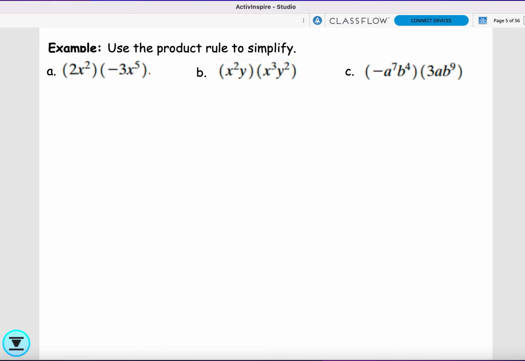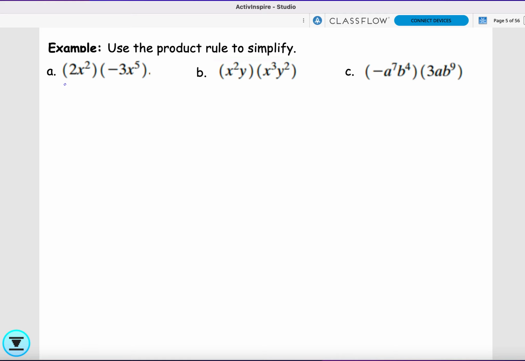Now here it's different because now we have numbers in front of the letters too. So we have to look at A. Use the product rule to simplify. A says 2x squared times negative 3x to the 5th. So we know we're going to add the exponents, the 2 and the 5. But there's still numbers being multiplied. So we have to multiply 2 times negative 3.